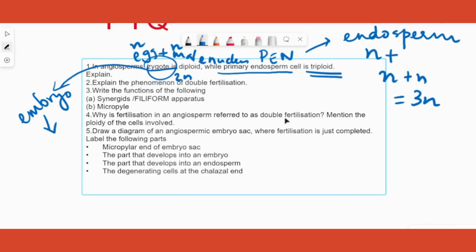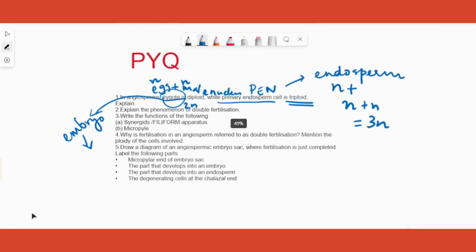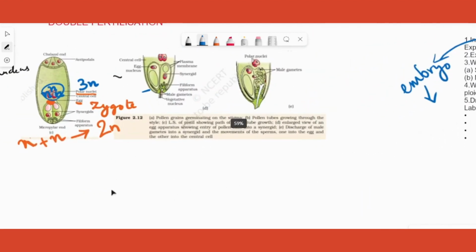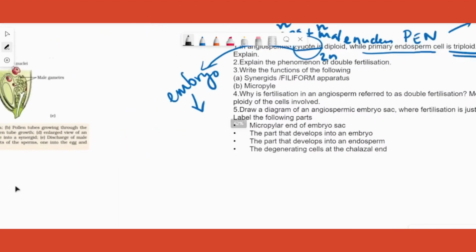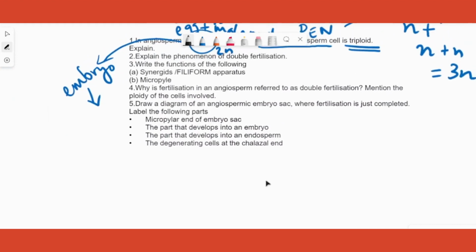Next question, why is the fertilization called double fertilization? Because there are two fertilizations that happened here. One fertilization of egg plus male nucleus, number one. One fertilization happened over here. This is the first fertilization. Second fertilization happened between male nucleus plus polar nuclei. So the second fertilization happened here. So two fertilizations happened, and therefore you call that as double fertilization.